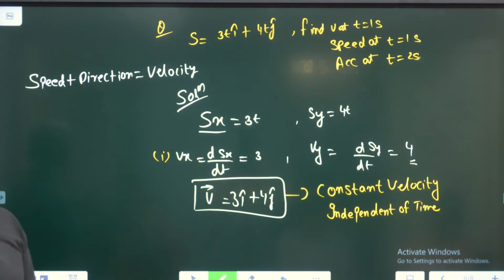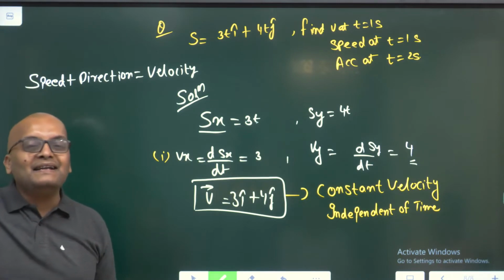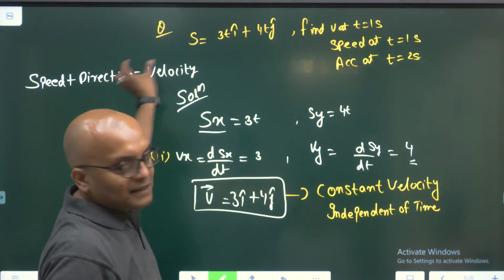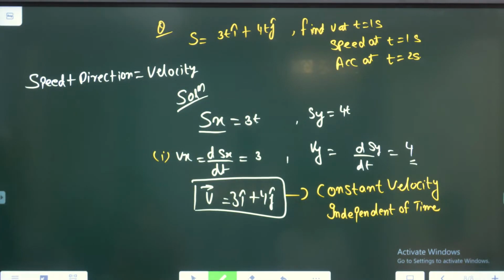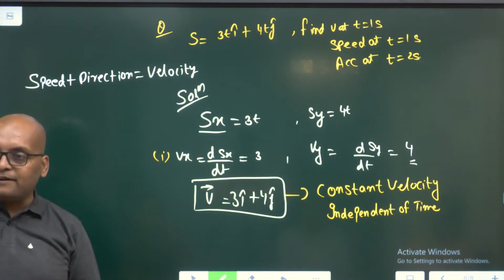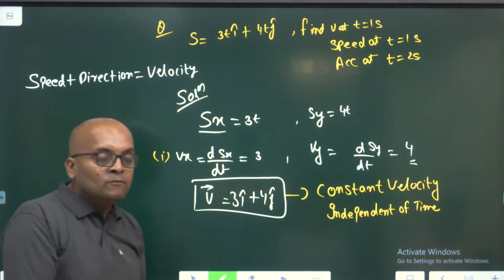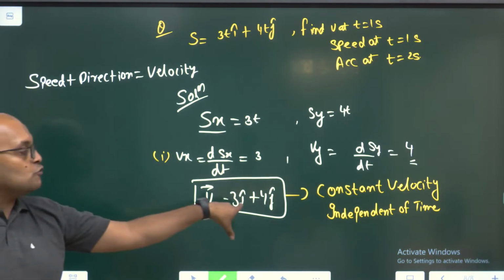Okay, so speed plus direction is velocity. So velocity minus direction is speed. How to subtract direction from a vector quantity? Just take numerical value of that vector quantity. How to take numerical value of a vector quantity? Find the magnitude of the vector quantity. So how to find magnitude of this?